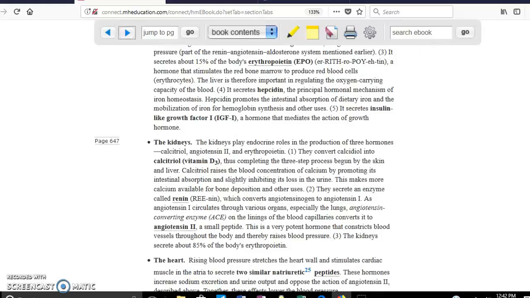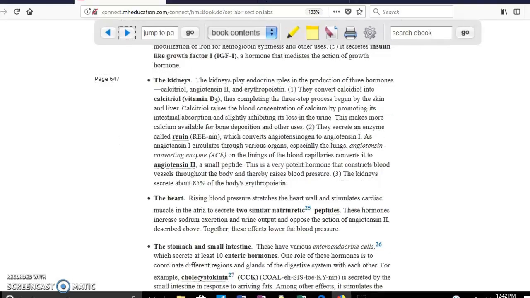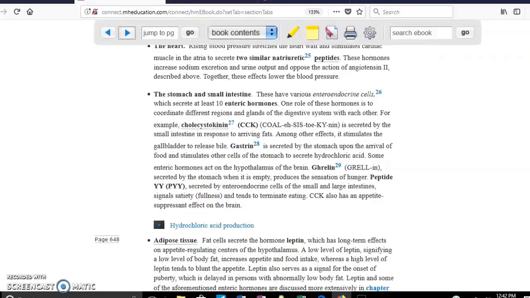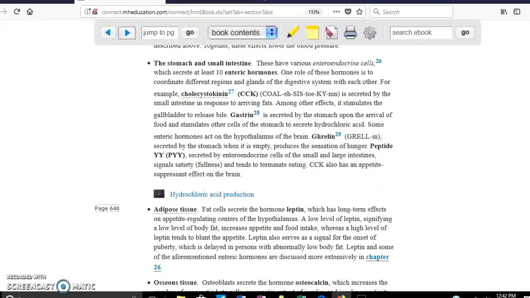It also produces IGF. Remember, we said the growth hormone only lasts 5 to 10 minutes. Kidneys, obviously, because they're going to release renin, and also it's part of the formation of vitamin D. The heart produces atrial natriuretic peptide to lower blood pressure. The stomach produces certain hormones such as cholecystokinin, which is going to stimulate the release of bile from the gallbladder, as you can see right here.